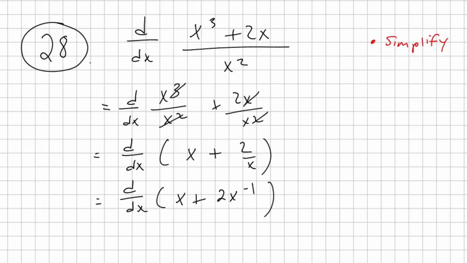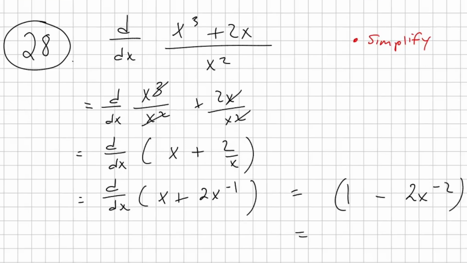Now let's do power rule and simplify this. So this is going to be equal to 1 plus 2x, so it would be negative, so we bring down the negative as well, negative 2x to the negative 2, which we can simplify as 1 minus 2 over x squared, if we wanted a positive exponent. But yeah, that's that one. It's the answer here. Circled it.